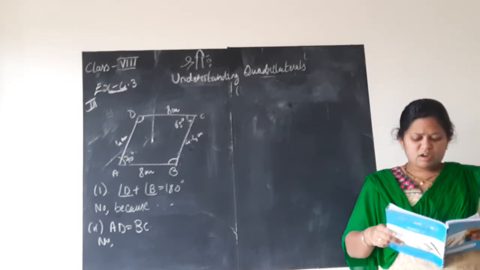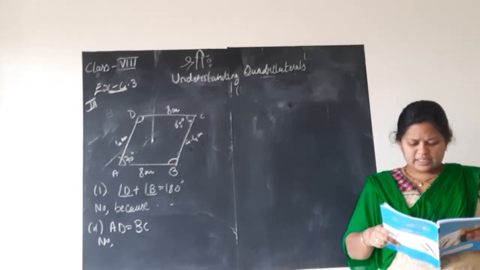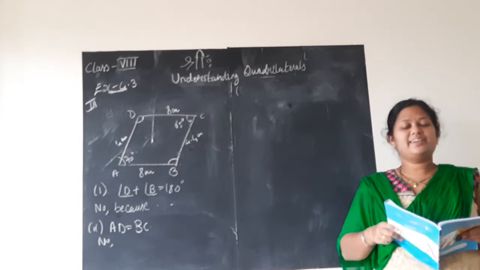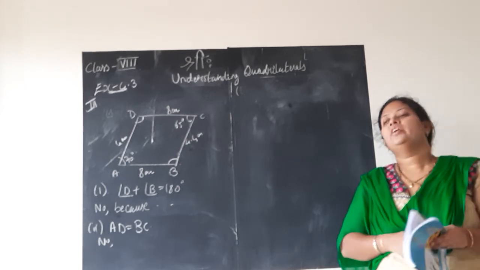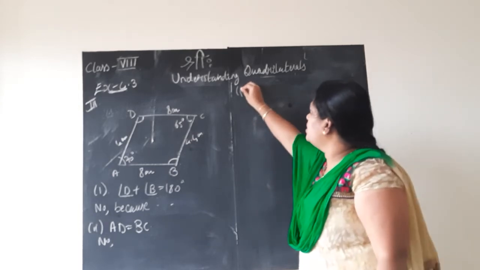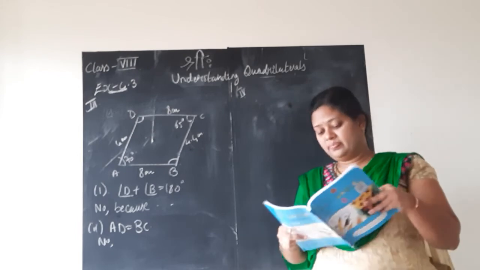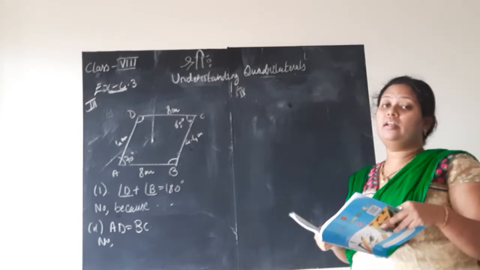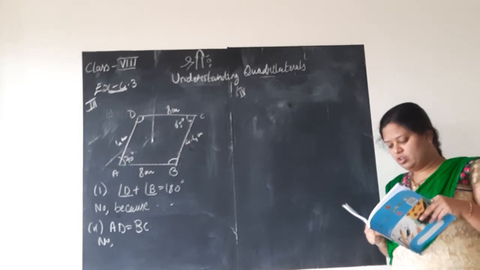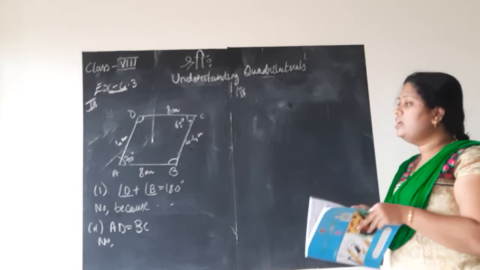Fourth one: draw a rough figure of a quadrilateral that is not a parallelogram but has exactly two opposite angles of equal measure. So how can you draw roughly? They are not telling you to take any particular measurement, children. Roughly draw a quadrilateral such that the condition is that it is not a parallelogram. So you should not draw opposite sides parallel to each other. It is not a parallelogram but has two opposite angles of equal measure.